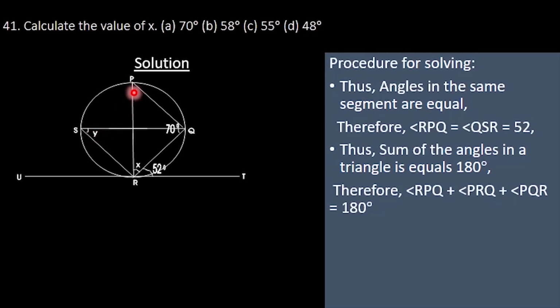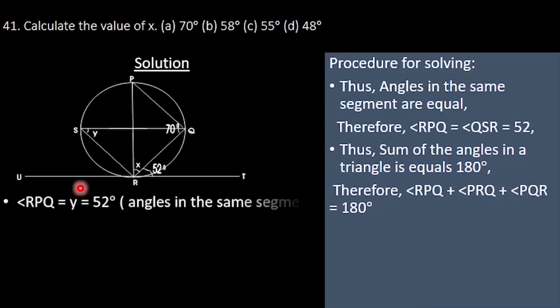Now we have 52 degrees here, we have 70 degrees here, and we have x here. Then we are going to apply the sum of angles in a triangle because these three angles are inside a triangle. Now the sum of the angles in the triangle is equal to 180 degrees. Therefore, angle RPQ, this angle, plus PRQ, this angle, plus PQR, this angle, is equal to 180 degrees. Let's check. We know that RPQ now is equal to y, which is equal to 52 degrees because they are angles on the same segment.